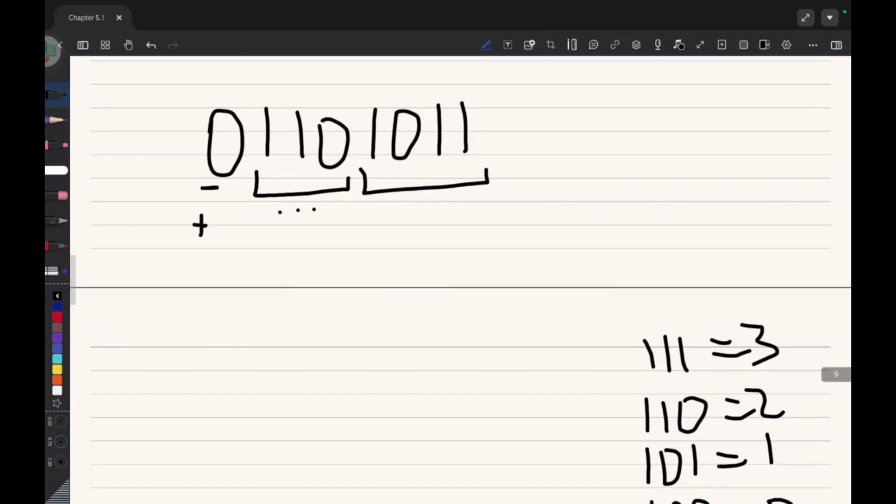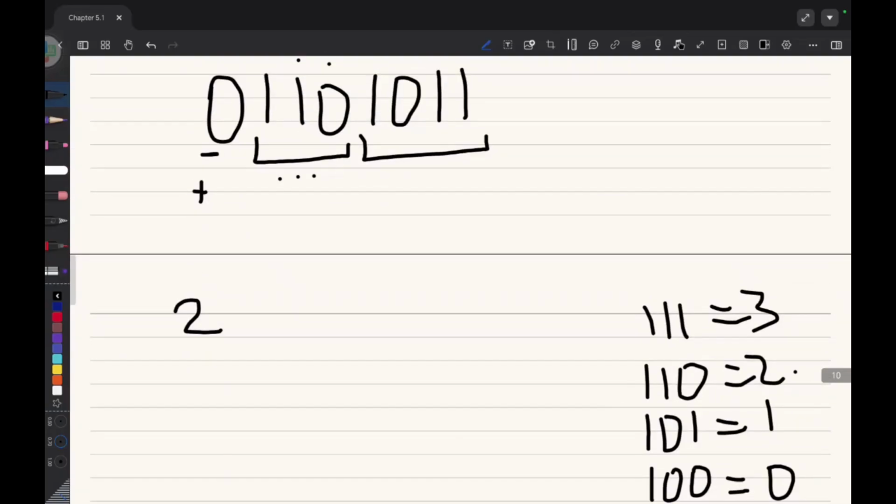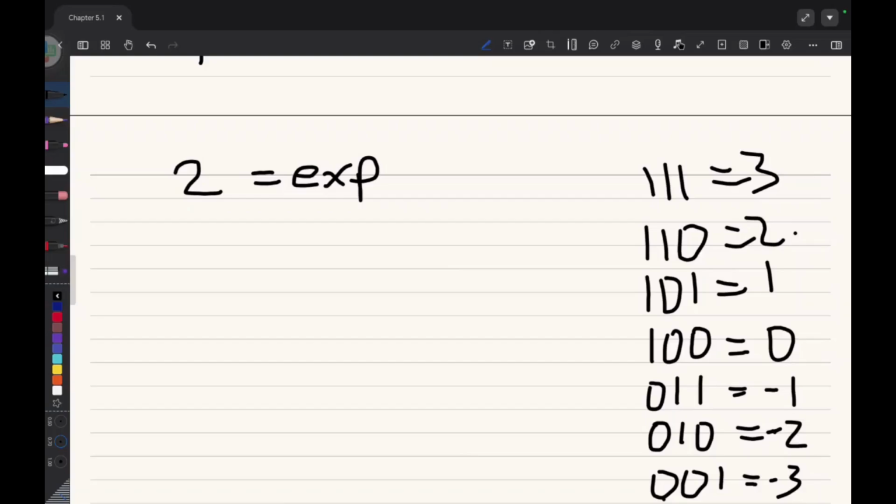Now, we come and check this number. It's 110. What's 110 in our 3-bit? It's 2. So our exponent is going to be 2. Now we extract our mantissa with a radix point. We put a radix point and then we extract our mantissa. It's 1, 1.